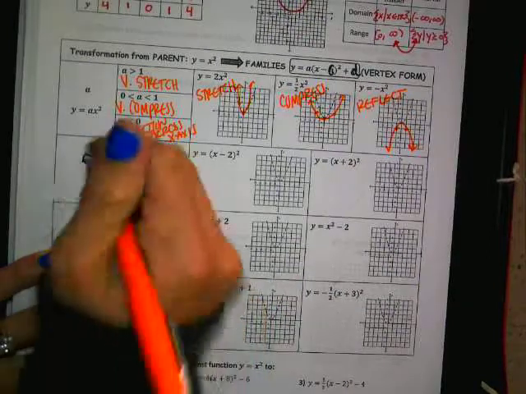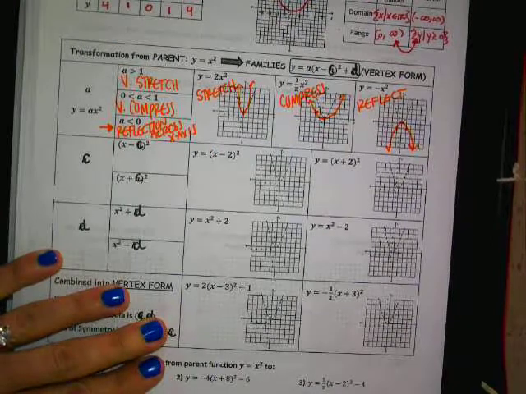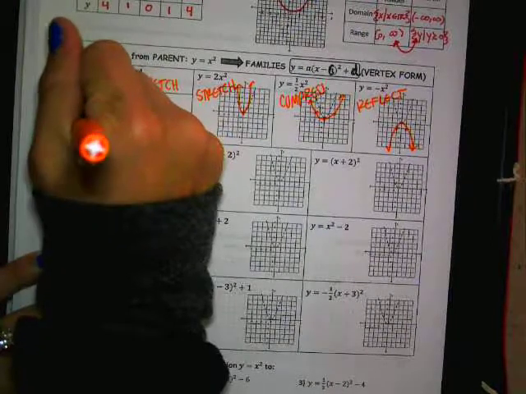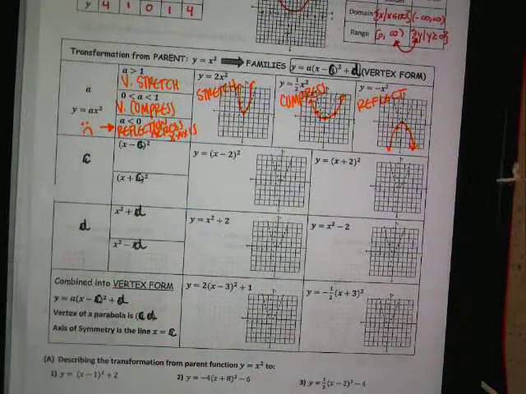Anytime your A value is negative, you are going to have a sad face parabola. So if your parabola is a sad face, your A value should be negative. If it is happy, it is positive. So happy is positive, sad is negative. Got it?